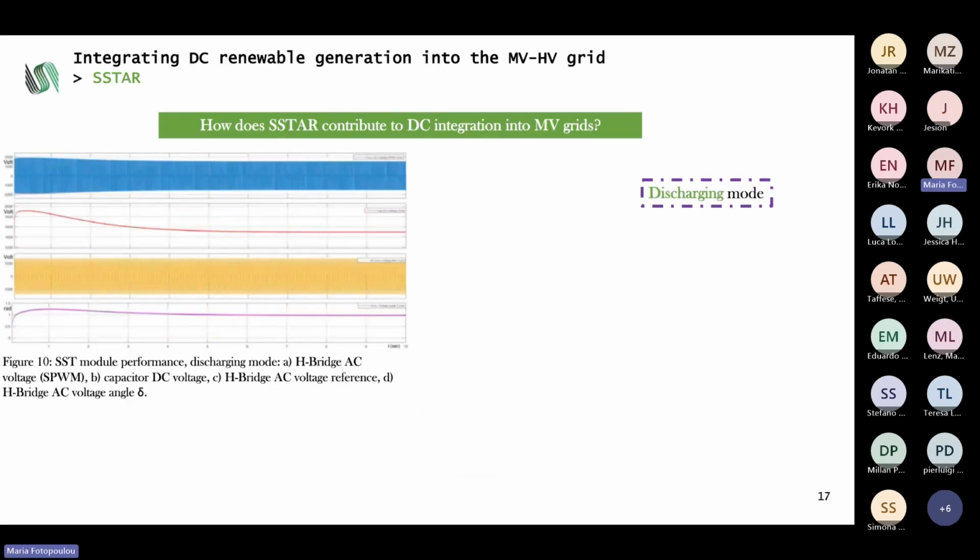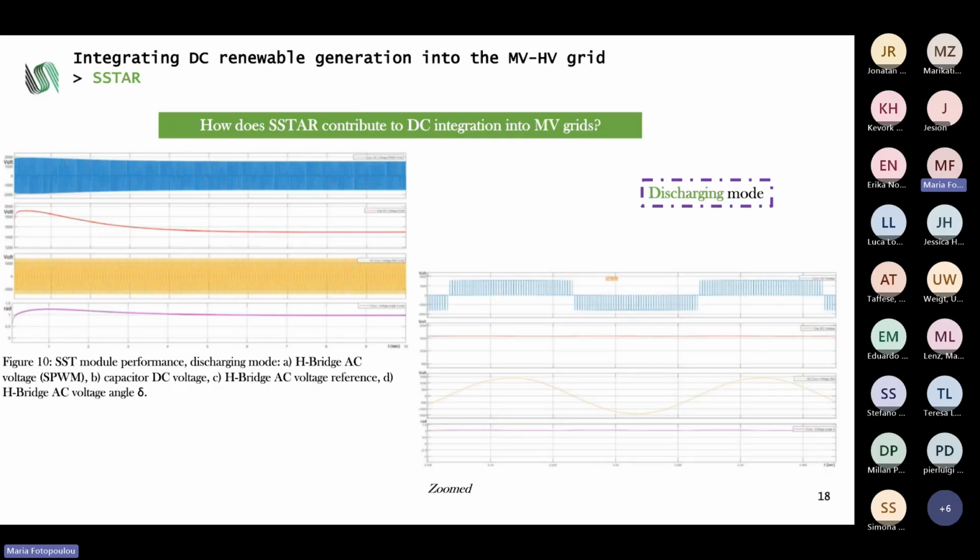And then we have the equivalent on the discharging mode. And this does not only prove that the concept of integration into the medium voltage grid is feasible, but also that the STAR project makes it even smoother, and this is the zoomed in version.